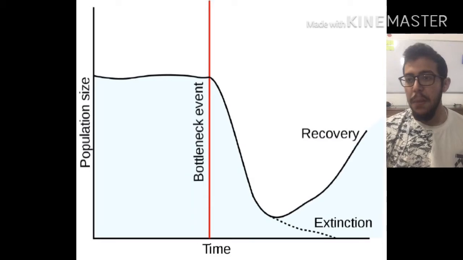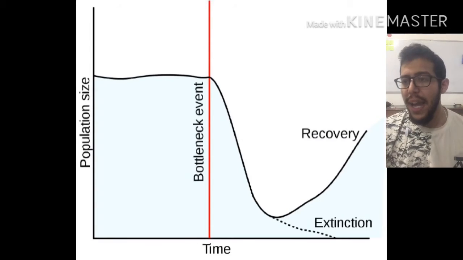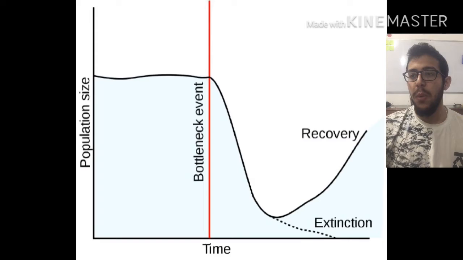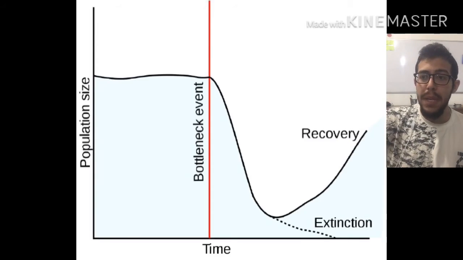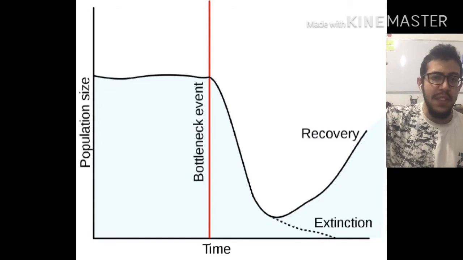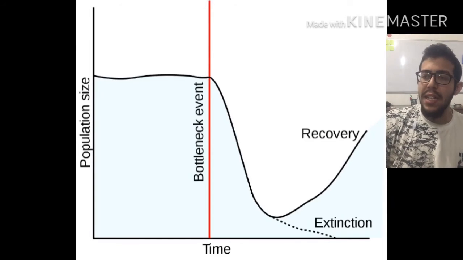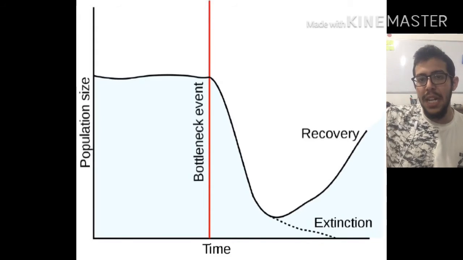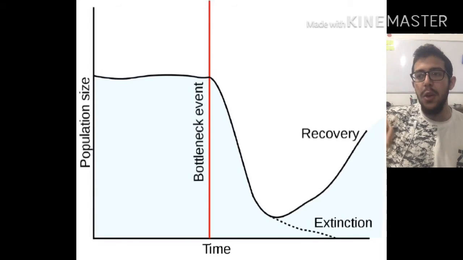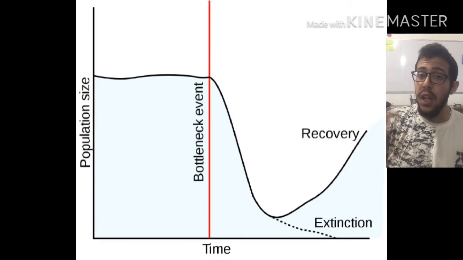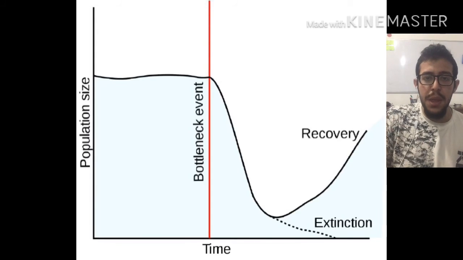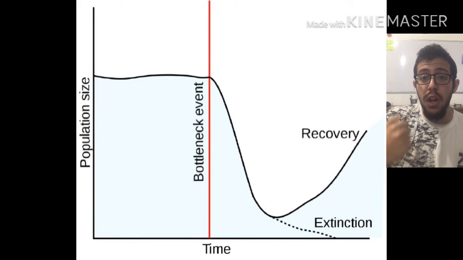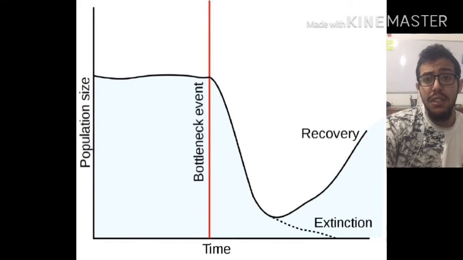Now, looking at this image, we've got the population size on the Y axis and time on the X axis. We've got a bottleneck event at a certain time frame. What we see is that the population size is going to be dwindling in number, and there's going to be a point where it's either going up again, which means recovery, and recall that this recovery still entails that the individuals in this population will have small genetic variation, or extinction of this population.